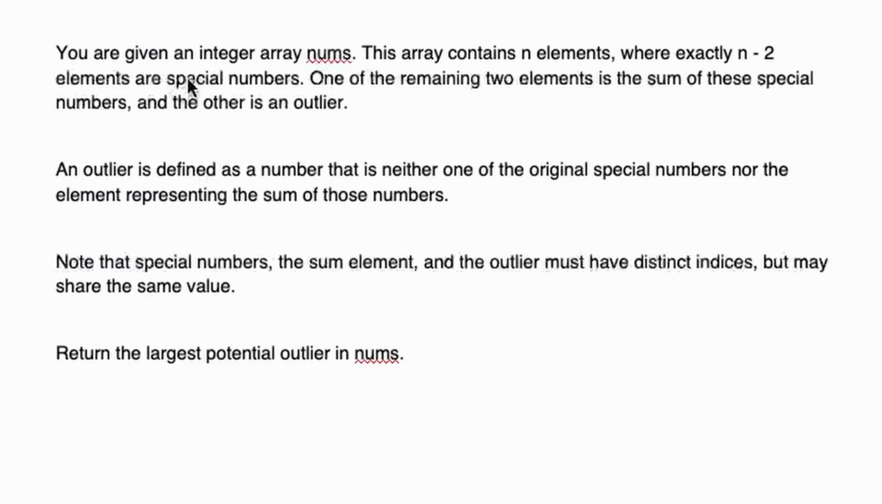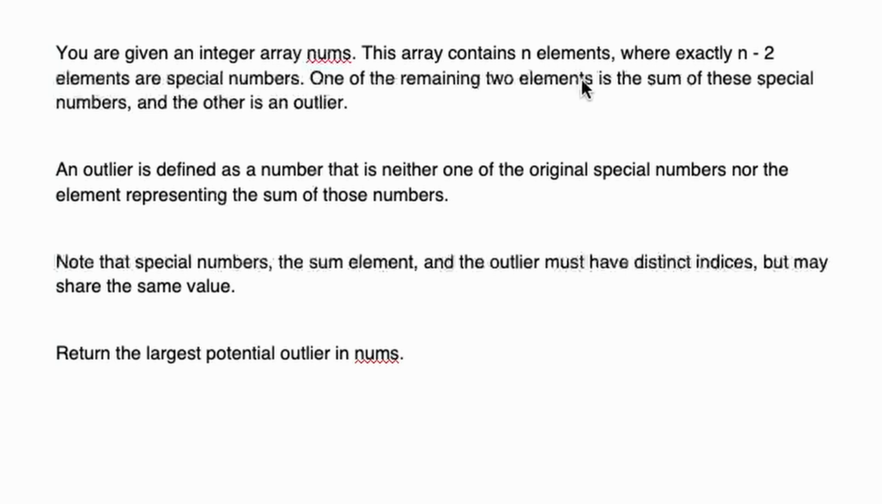Today we're looking at Identify the Largest Outlier in an Array, which was question 2 in a weekly contest for 2026. So this question reads that we're given an integer array nums. This array contains n elements, and exactly n minus 2 of those elements are considered special numbers. So for the two remaining elements that are not special, one of them is equal to the sum of all the special numbers, and the other is an outlier.